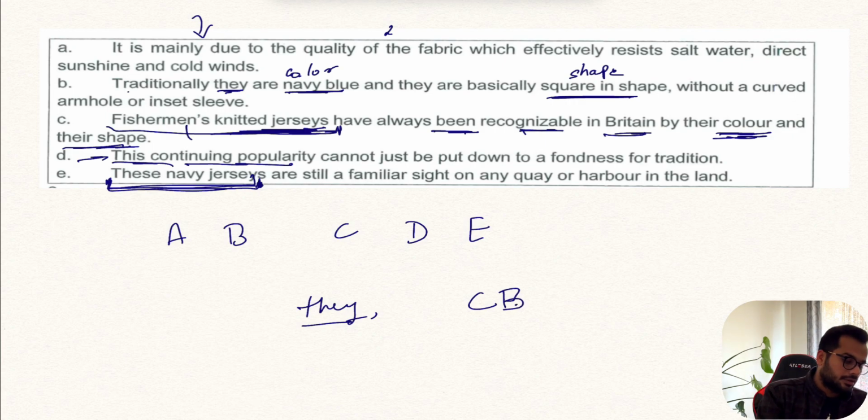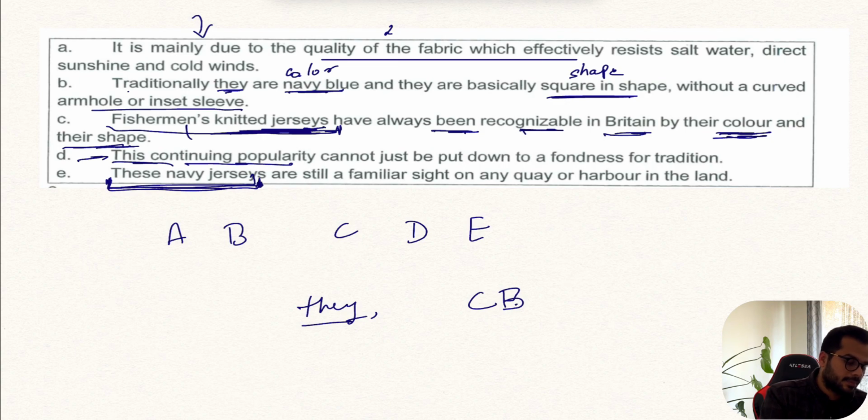Next, can A come after that? A says it is mainly due to the quality of the fabric. But the B sentence was added with just saying that they're square in shape without a curved armhole or insert sleeve. It is mainly due to the quality of the fabric. Quality of the fabric has nothing to do with the shape of the sweaters and the color of the sweater. So that does not really make any sense.